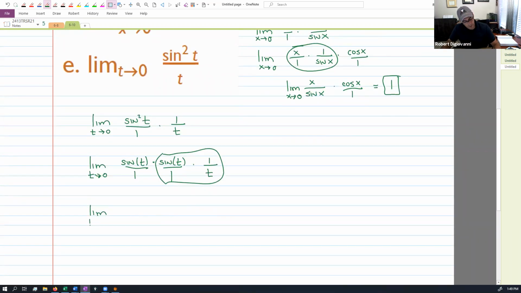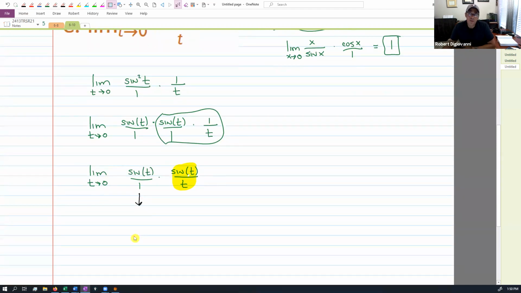So I'd have limit as t goes to 0 of sine t over 1 times sine t over t. And this one is the one that is the junk over junk, right? Sine of junk over junk. And that goes to 1. And so we should be okay here. Let's see, where does that go? Sine of 0 is 0, right? Yep. 0 divided by 1 is 0. See, there's no division by 0 there. It's just 0. And then times this goes to 1. So your answer is 0.